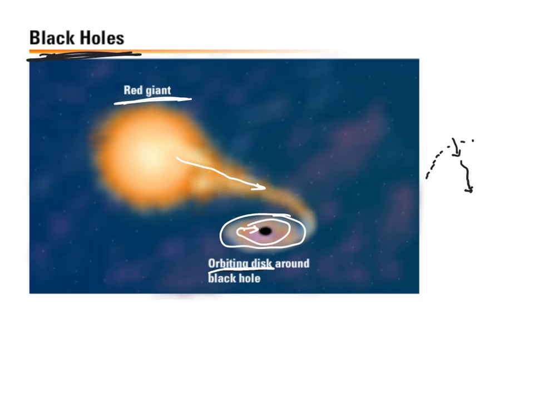Now, black holes are also interesting because we've hypothesized that at the center of the galaxy is a supermassive black hole, and that's what causes the galaxy to be rotating as we see it. And we'll talk about that a little bit more in the next video.